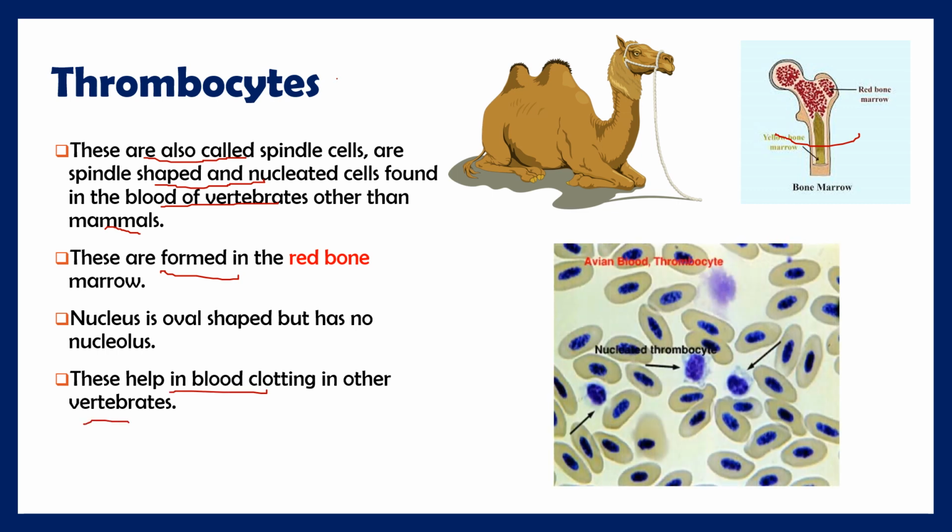As we can see in this image, there is a nucleus, right? So this is the blood smear of a bird, right? So which is not a mammal, but they contain thrombocytes, not platelets.